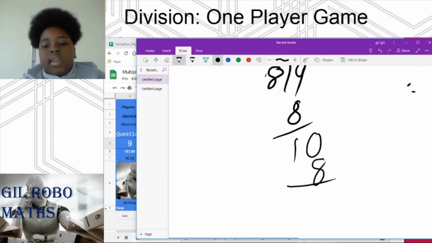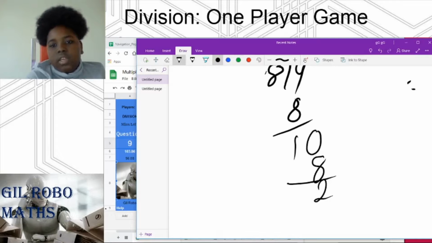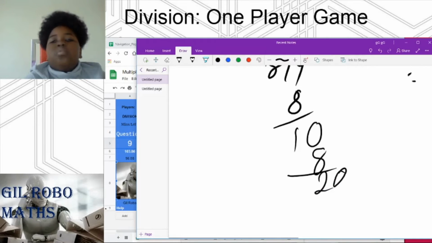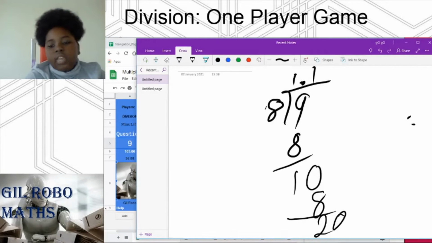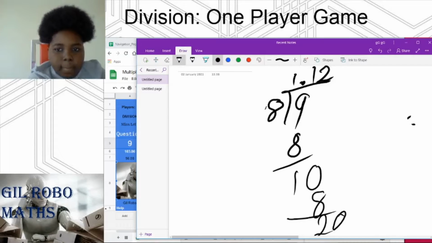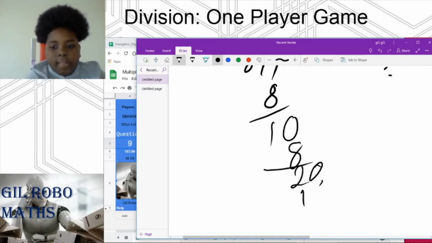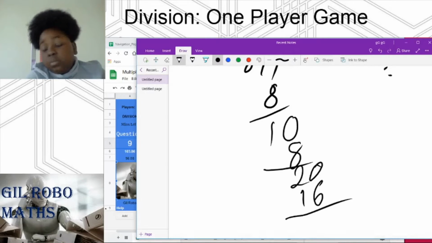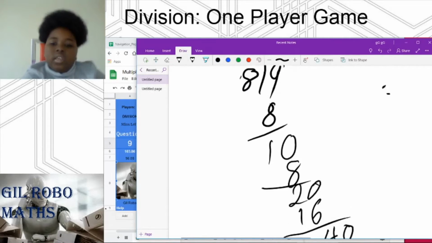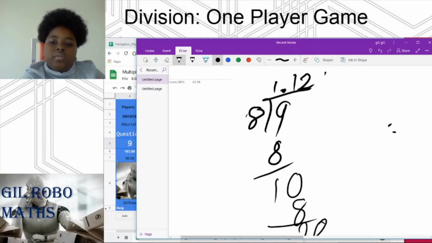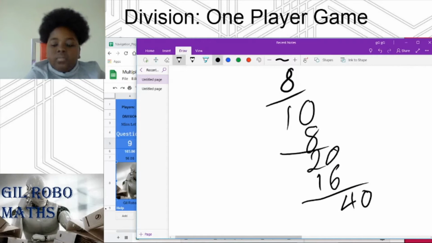10 minus 8 is 2. 8 in 2, can't go, put a 0. But this time, you don't put a point again. So 8 in 20, let's use our times tables. 8 times 1 is 8, 8 times 2 is 16. So our answer is 2. 16. 20 minus 16, our answer is 4. Put a 0. 8 in 40 is 5. 8 times 5 is 40.